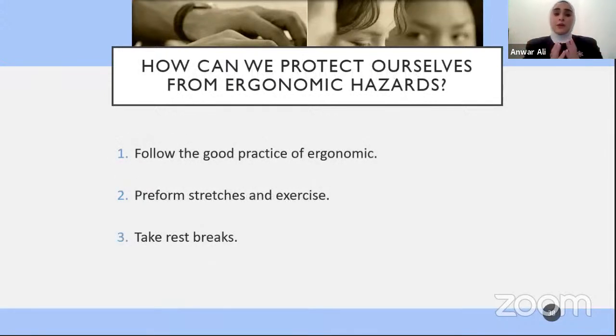So to wrap up, how can we protect ourselves from ergonomic hazards? It's not only by setting your workstation properly. Setting the workstation properly will do half of the job. So you have to follow good ergonomic practice. As I mentioned earlier, keep changing your sitting postures. Don't sit in one posture for long. The second thing, try to perform stretches and exercises. And most importantly, take rest breaks.